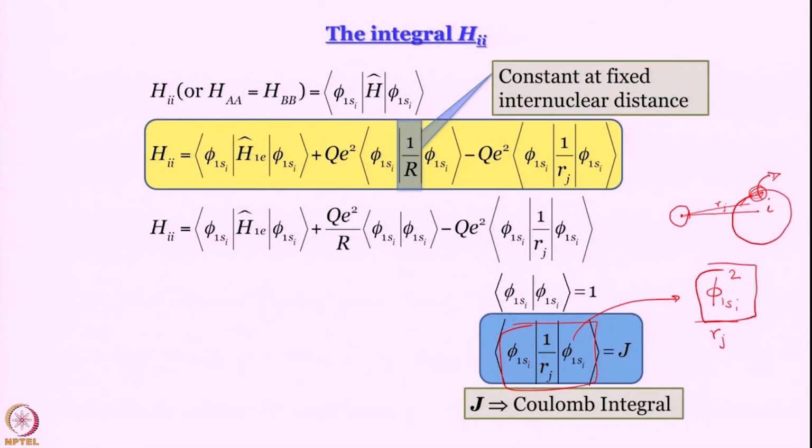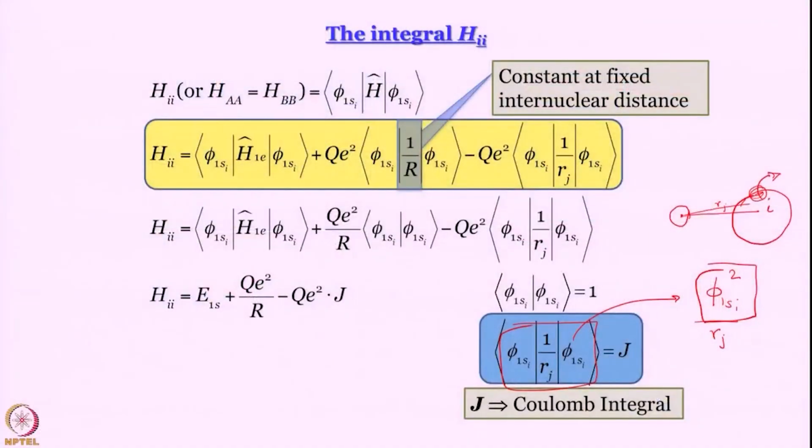So, that will give you the total potential energy for electrostatic attraction between one nucleus and the electron charge cloud on or near the other nucleus, alright. So, it has a physical meaning. The J Coulomb integral talks about an electrostatic interaction. Okay. So, let us write the expression for Hii now. The first term is E1s as we said, second term is Q square by capital R, third term is minus Q square J. Okay. Very nice, we got Hii already. Why do we want Hii? Because Hii appears in the expression for energies E1 and E2.